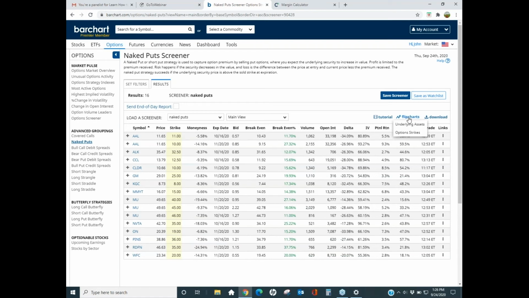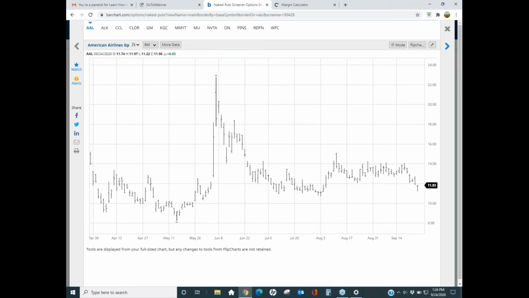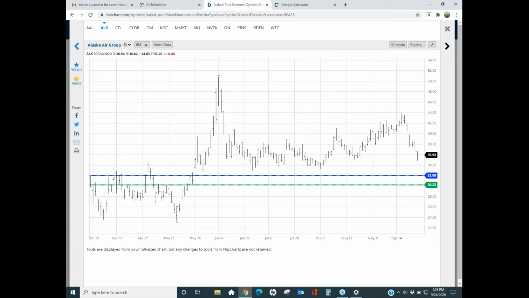So again, I'll just go right to my flip charts, and here's that American Airlines. We just kind of looked at that one. What's this, Alaska Airlines? Okay, so here's Alaska Airlines. Again, a market that has been in a sideways to uptrend, but now price is accelerating to the downside. Where would I feel comfortable purchasing Alaska Airlines?